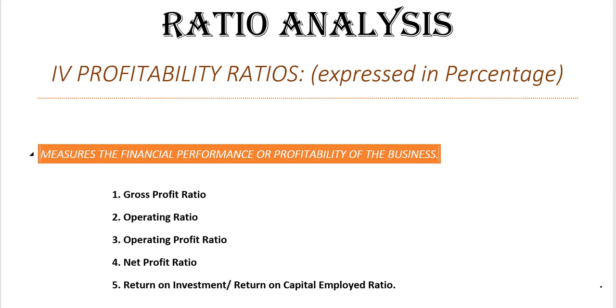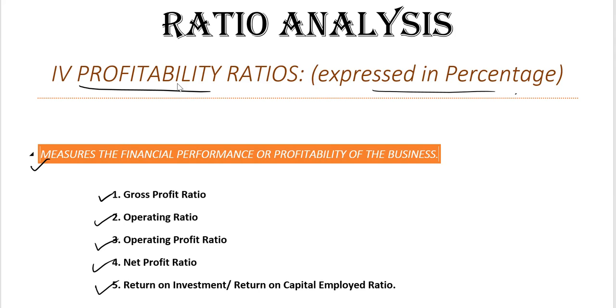Hi, in this video, we will cover the final head of ratios called profitability ratios. Profitability ratios are expressed in percentage. They measure the financial performance or profitability of the business. We will cover gross profit ratio, operating profit ratio, net profit ratio, and return on investment or return on capital employed ratio.